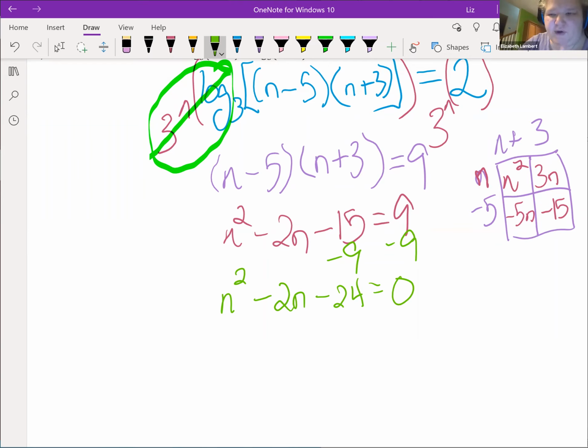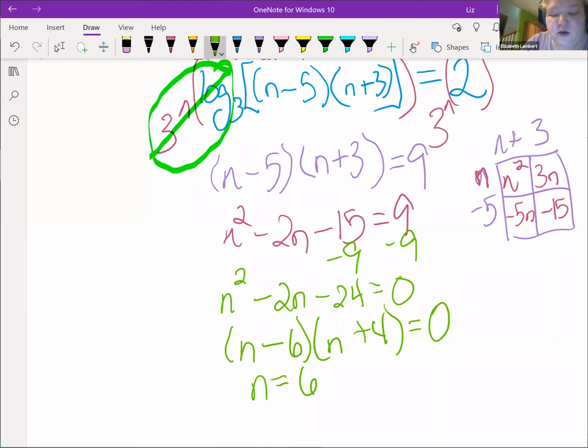factors. I need factors of 24 that are only 2 apart. So that is not 12 and 2, which is what my brain said at first. I'm like, no, that is 2 but it doesn't subtract to 2. 6 and 4. All right, so it's going to be n with a 6, n with a 4. One is positive and one is negative. To multiply to negative 24, I'm going to make the bigger one negative, so it adds to a negative 2. So n minus 6 times n plus 4. Set that equal to 0, add the 6, so n is positive 6, or n is negative 4.